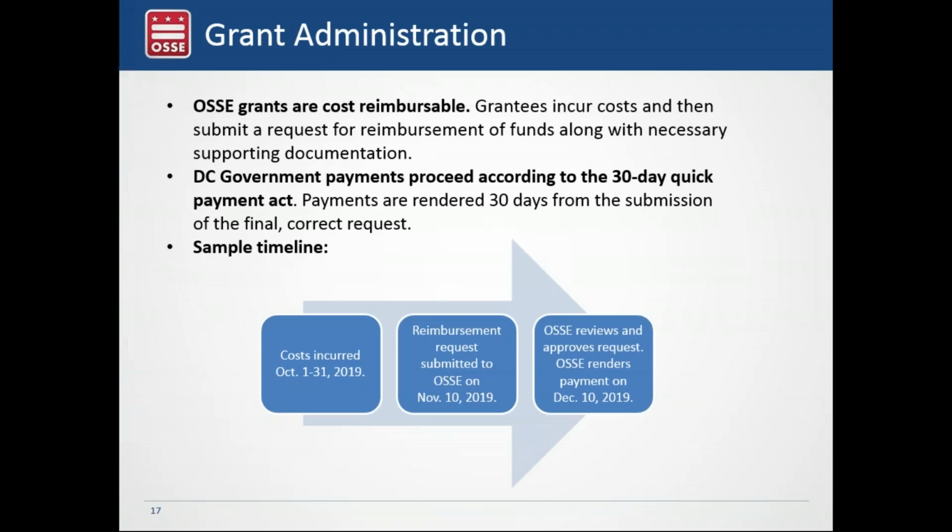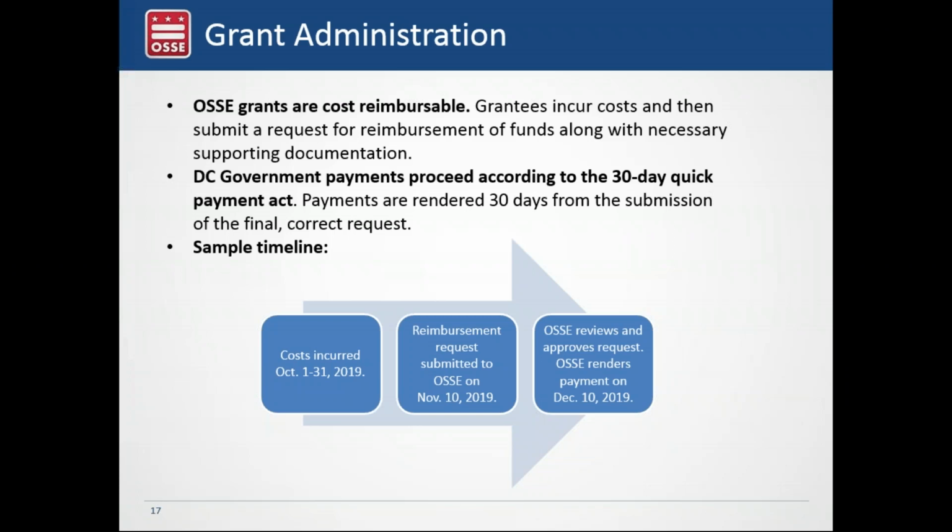Okay. This is something I really want to highlight. This is more for organizations that are new to grants with OSSI. So our grants are cost reimbursable, which means that you incur, which is just a financial way of saying rack up costs, and then you submit a request for payment with supporting documentation. From the date that you submit it, we will render payment within 30 days. So it's 30 calendar days from when you submit.